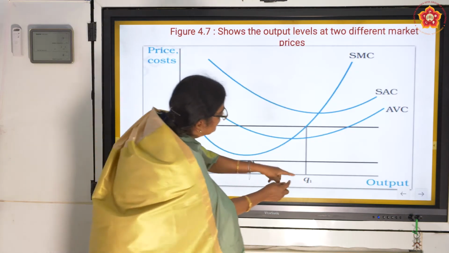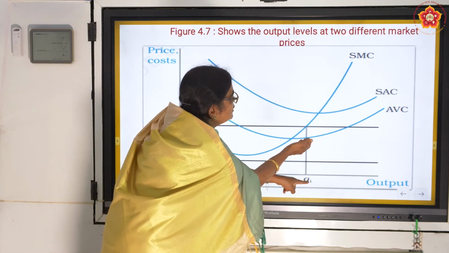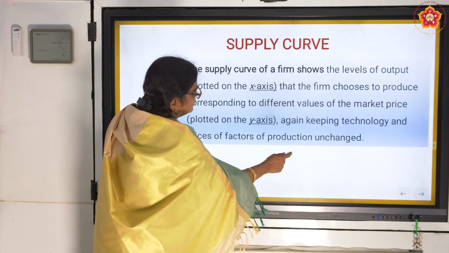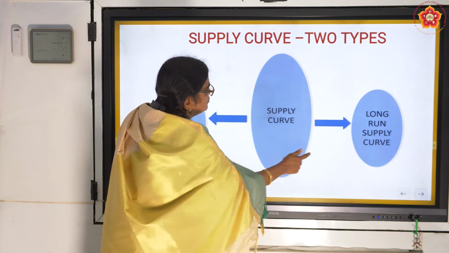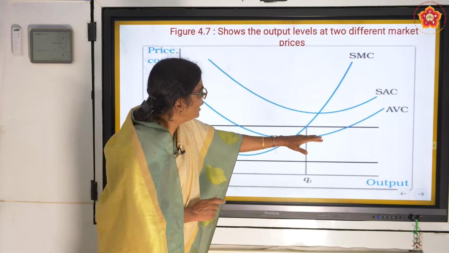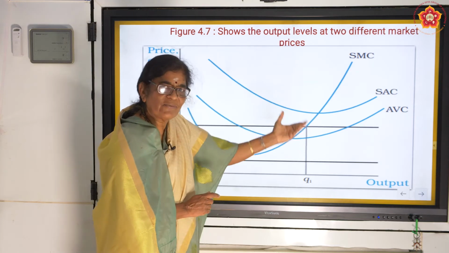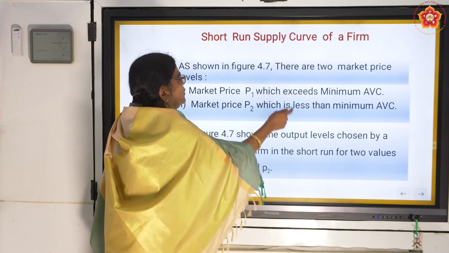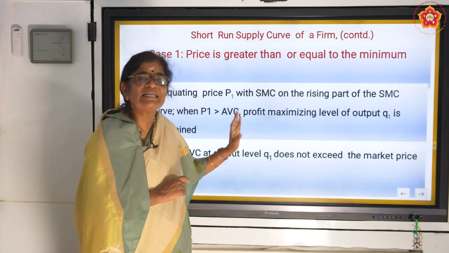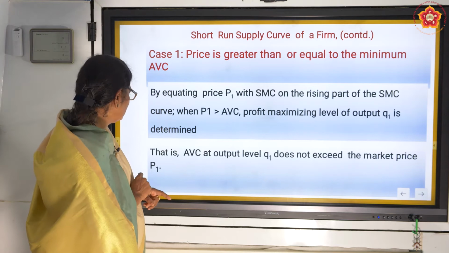I have already explained at the Q1 level output, AVC below and ABC below and price line above. Therefore, that condition is also fulfilled. I am going back again and again in order to emphasize, you understand clearly, because this section is a little tough.